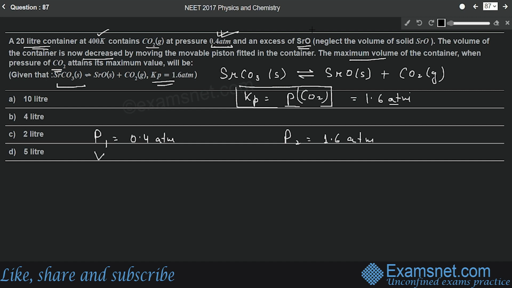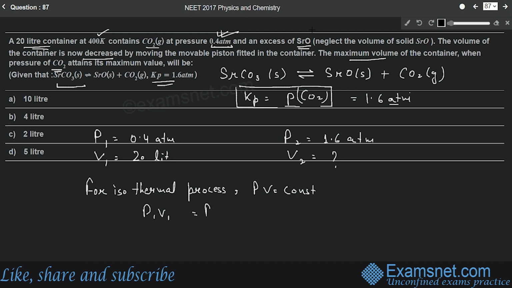And what was the initial volume of carbon dioxide? It was given as 20 liters. But we don't know the final volume, and that we have to find out. Temperature remains the same throughout the process. That means the process is isothermal. And we know that for an isothermal process, the product of pressure and volume will remain constant. That means P1 V1 will be equal to P2 V2. So from here we can find out the value of V2.